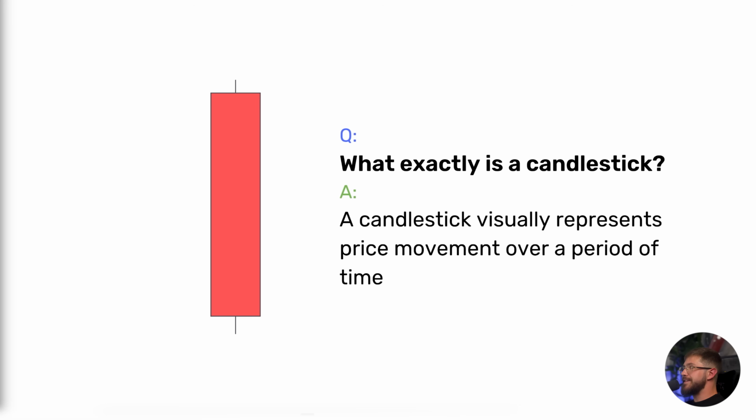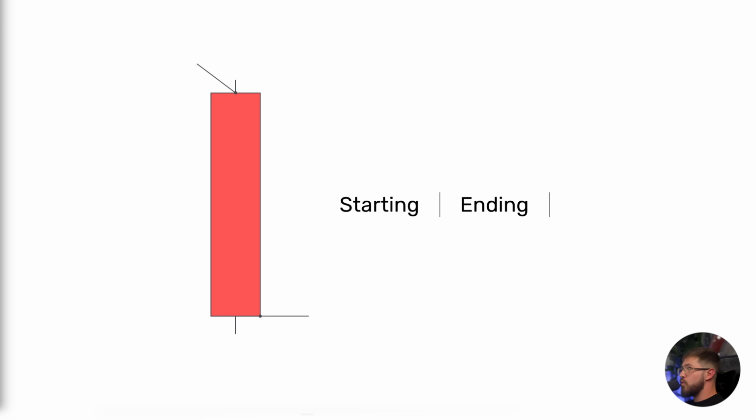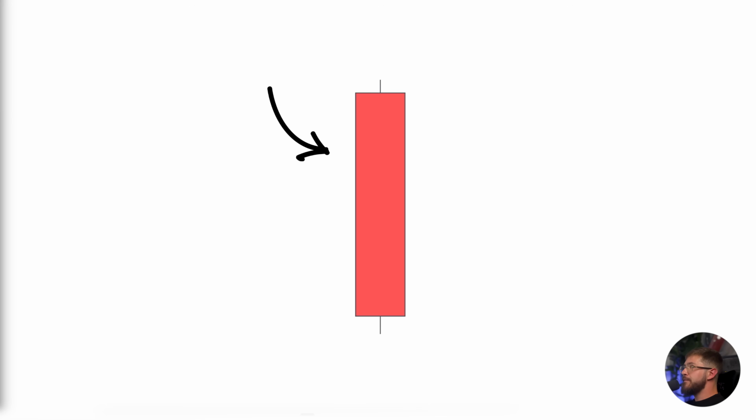Well, a candlestick is simply a visual representation of price movement over a specific period of time. It's showing you what happened to the price during that time period, where it started, where it ended, and everything that happened in between. Now, every single candlestick gives you 4 crucial pieces of information, and these 4 pieces tell you everything that you need to know about what happened during that time period.